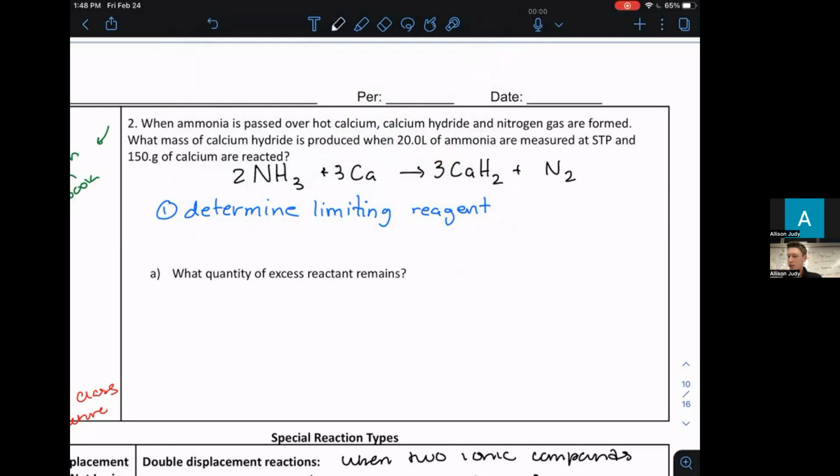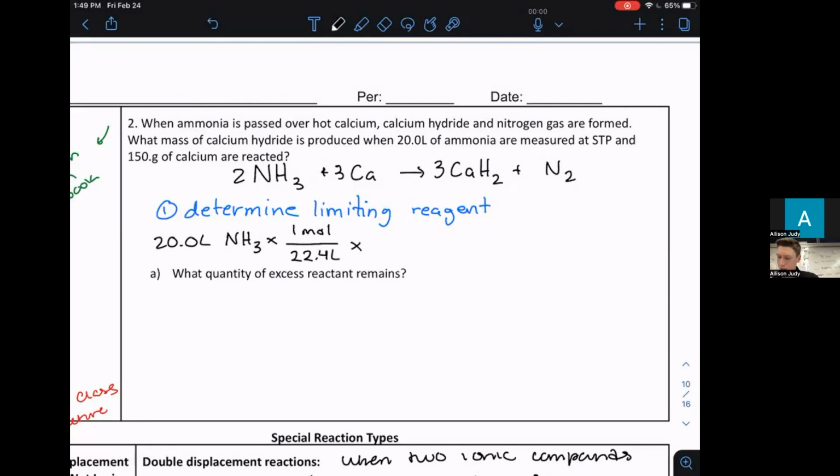This ammonia is in gaseous form, as you can tell from the fact that it was given in liters. I don't think you'd ever see a solid measured in liters. So we'll start with our known, which is 20.0 liters of ammonia. And then we are going to convert this to moles using our standard volume at STP, since it tells us right here in the problem that it's at STP. So that is again 22.4 liters per mole. So for every 1 mole, we have 22.4 liters.